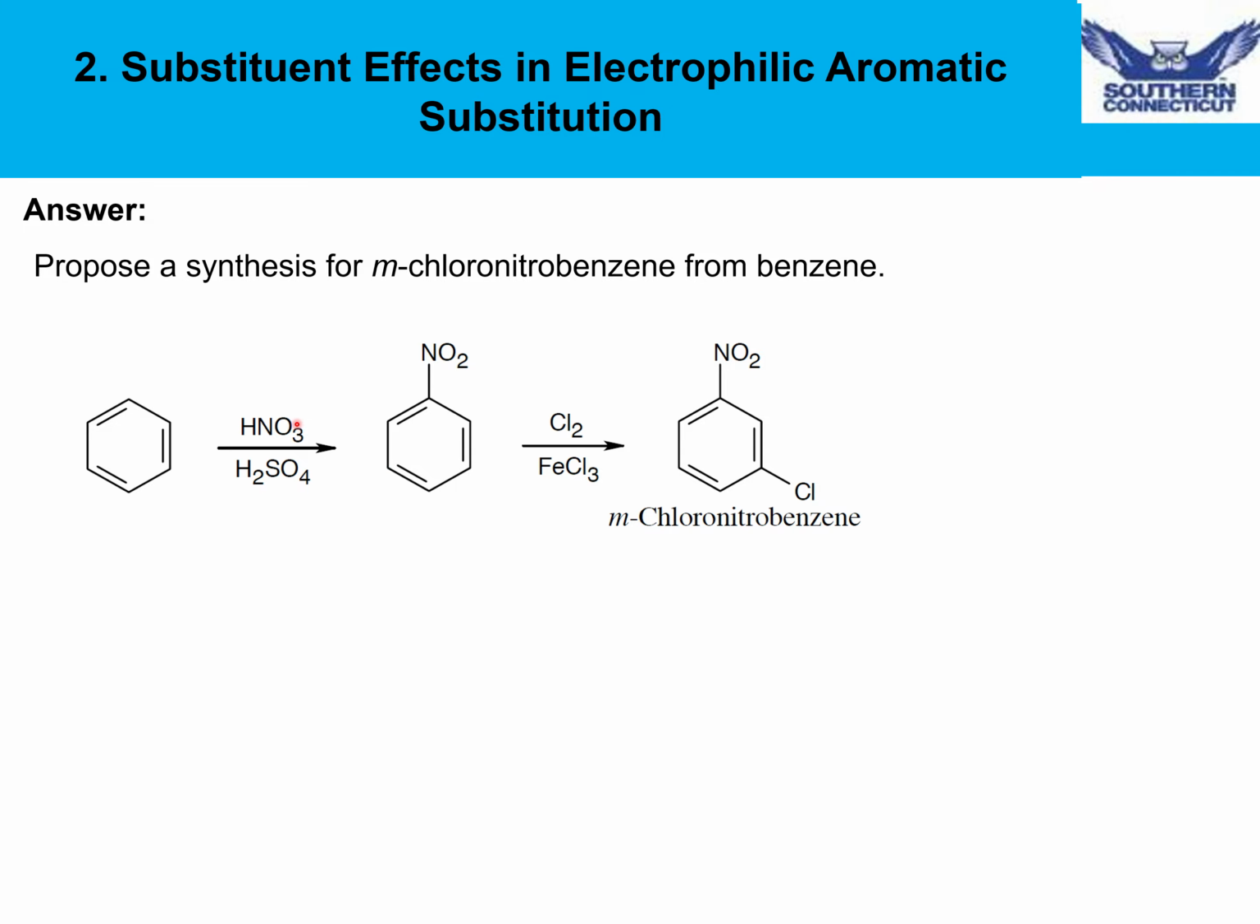If we do a nitration first, we would add a nitro group, and you might recall that the nitro group is a meta-directing group, and so the chlorine would add to the meta position, giving us the desired isomer. However, if we try to do a chlorination first, the chlorine, you might recall, is an ortho-para directing group. So if we do the nitration after the chlorination, then we would end up with an ortho or a para substituted isomer instead.